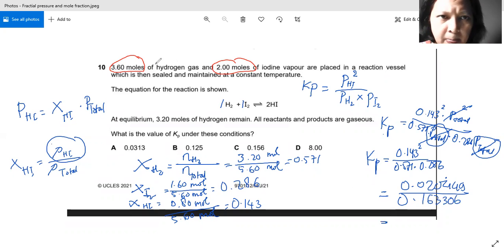equals 0.163306. So 0.020449 divided by 0.163306 equals 0.1252189 and so on. In this case, we take only 3 decimals, and then we round up or round down. In this case, we are rounding down. So it is 0.125. So that's our Kp, and it means the answer is B.